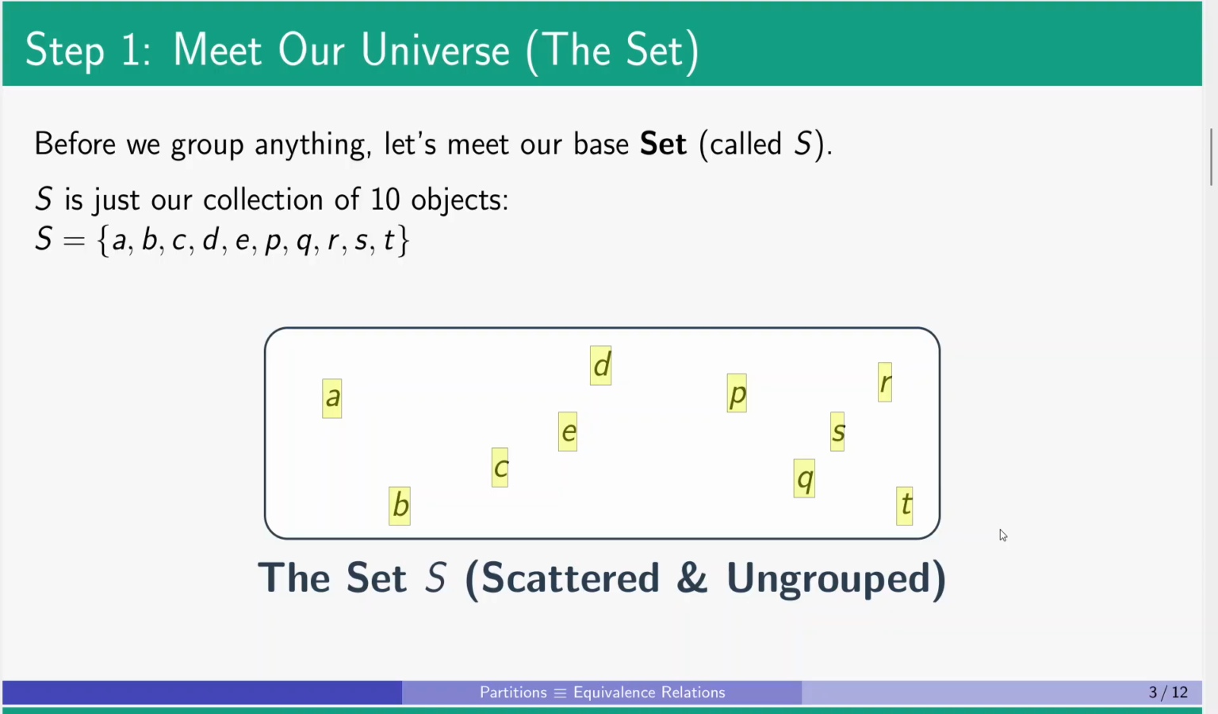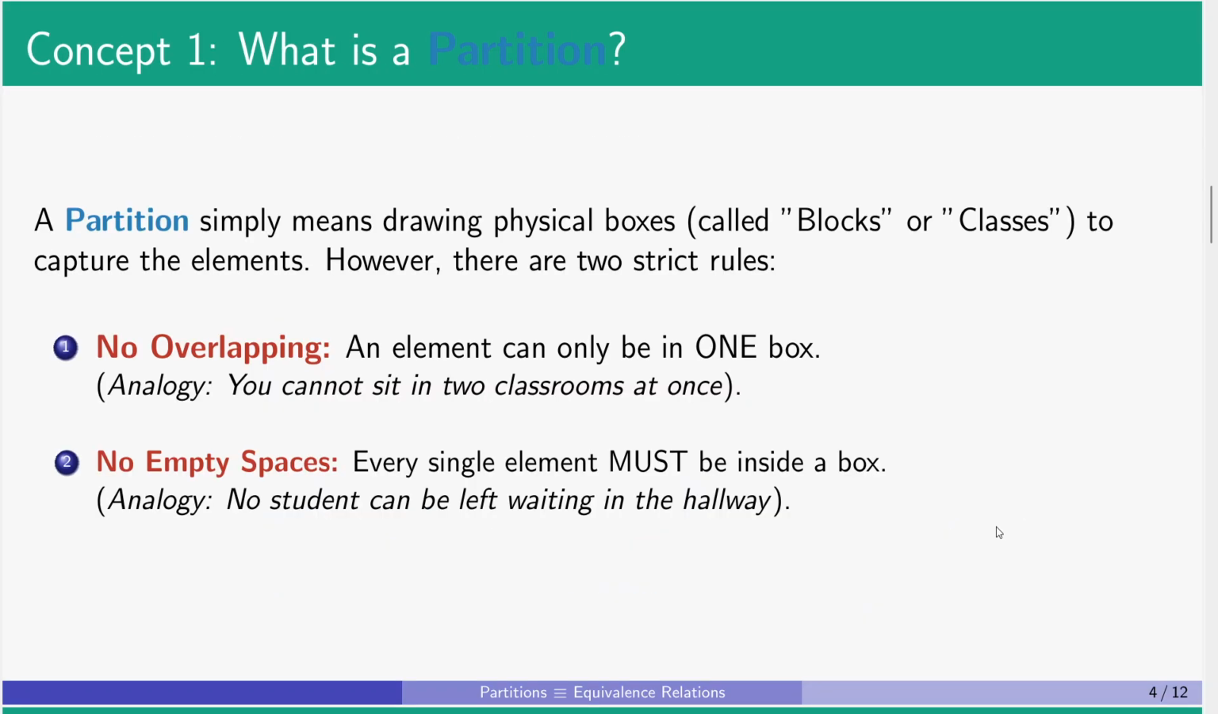Now let us talk about the first method. What exactly is a partition? A partition is the act of drawing physical boxes around elements of a set. These boxes are called blocks, or sometimes classes. The idea is beautifully simple. You take your scattered elements, and you draw boundaries around them to group them together. But here is the crucial part. A partition is not just any random collection of boxes. It has to follow two very strict rules. If either rule is broken, it is not a valid partition.